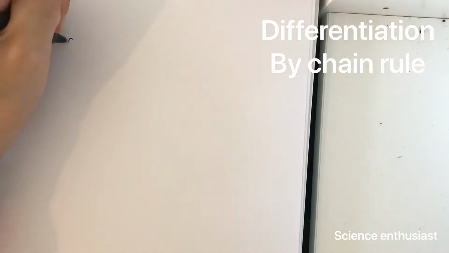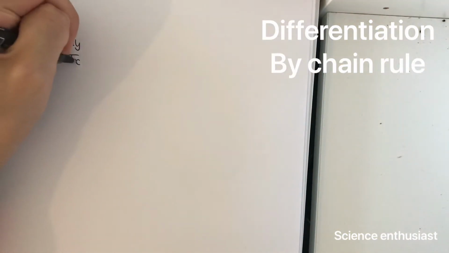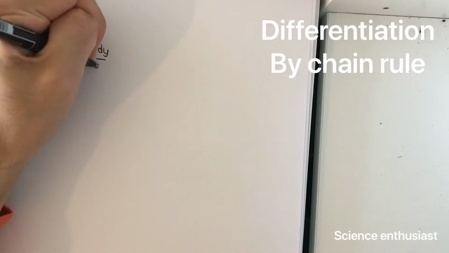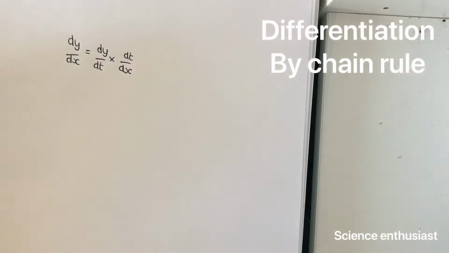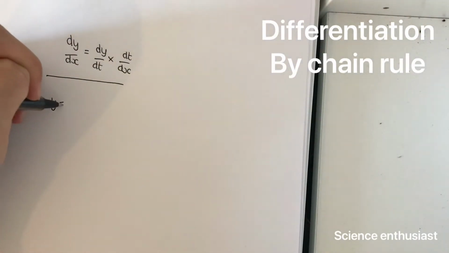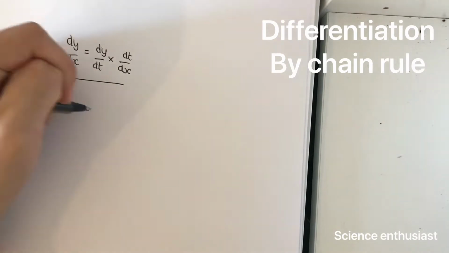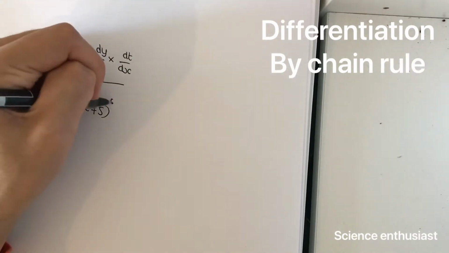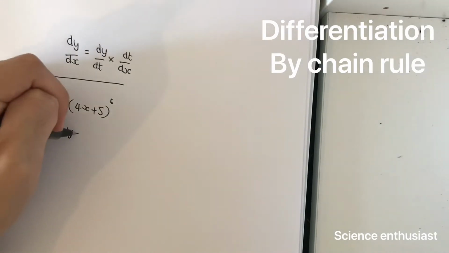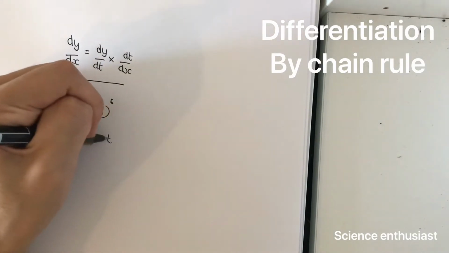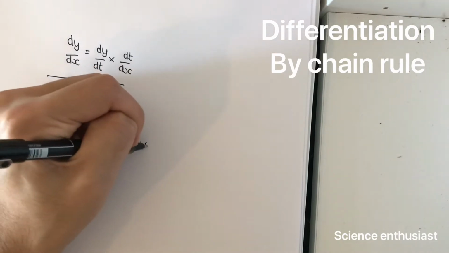So the chain rule is dy over dx equals dy over dt times dt over dx. What this means is, for example, if we had y equals (4x + 5) to the power of 6, to find dy over dx, we would split this up into y equals t to the power of 6 and t equals 4x + 5.